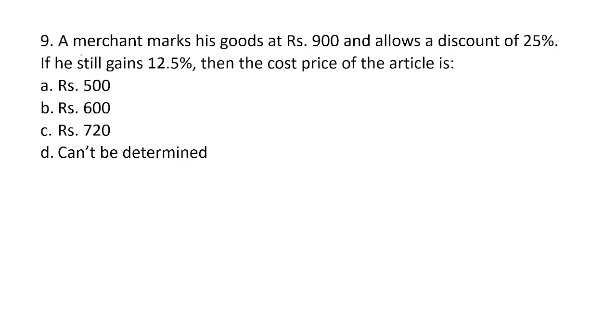So see guys, a merchant marks his goods at rupees 900 and allows a discount of 25%. If he still gains 12.5%, then what is the cost price of the article? He marked at some price, gave a discount, sold it for some price and got a profit. Profit means what? Selling price is greater than cost price.